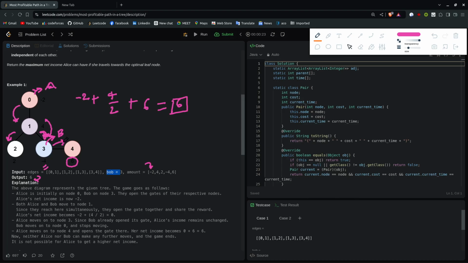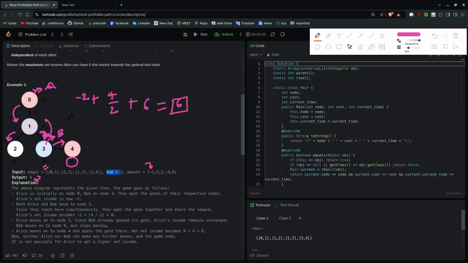What did we see over here? One thing to notice is that for Bob, the path is always constant, right? Bob will always try to move to the root node. So there is exactly one path for Bob. He will basically go to the first parent, and then the second parent, and then the third parent, and so on and so forth, until he reaches the root node.